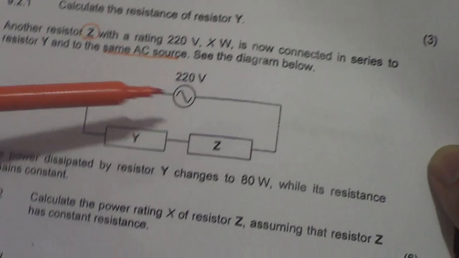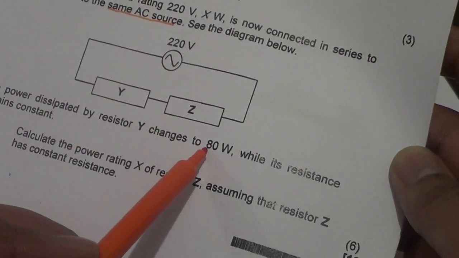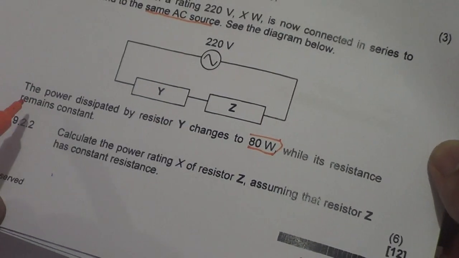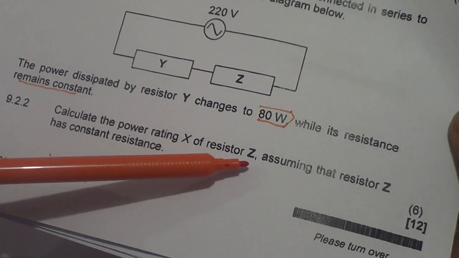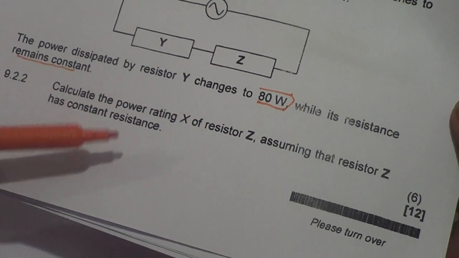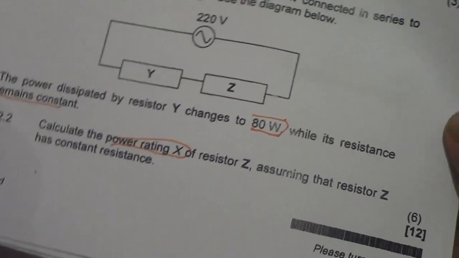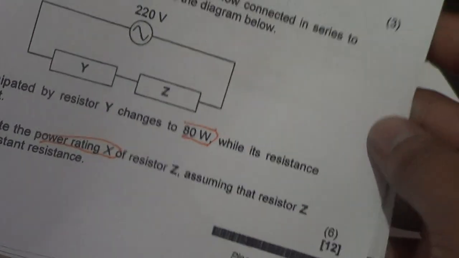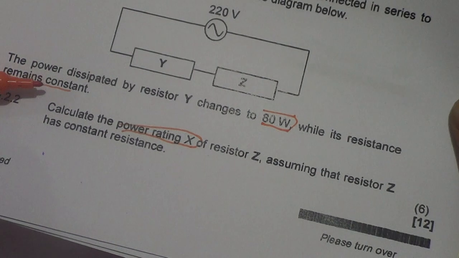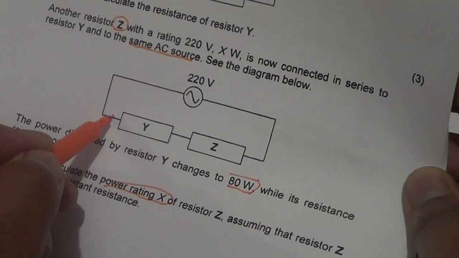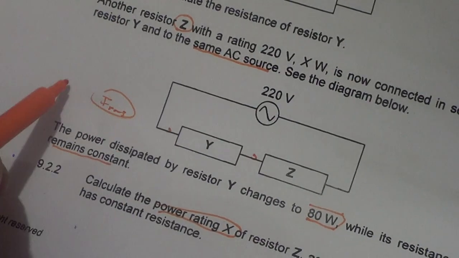Now see the diagram. So now we see we have these two here. It says to us now the power dissipated by resistor Y changes to 80 watts, whatever, while its resistance remains constant. I mean, it doesn't change, right? So it says calculate the power rating X of resistor Z, assuming that resistor Z has constant resistance. So we have to calculate the power rating of X. All we need here is to use this power and this resistance that we know now, because we calculated it above. We just want the current that passes through here, and the current should be the RMS current, root mean square current. So that is what we want over here.